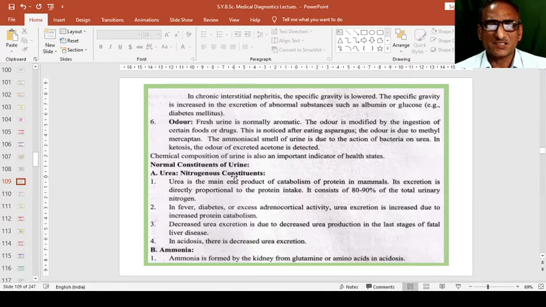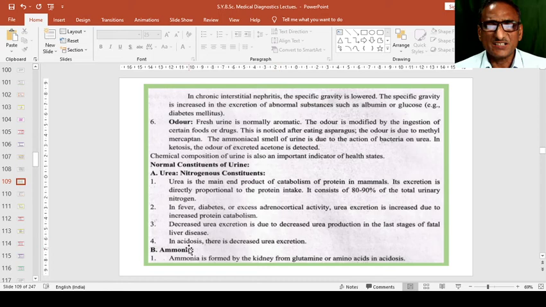This is the nitrogenous constituent, and urea is the main end product of the catabolism of protein in mammals. It consists of 80 to 90% of the total urinary nitrogen. In fever, diabetes, or excess adrenocortical activity, urea excretion is increased due to increased protein catabolism, and decreased urea excretion is due to decreased urea production.